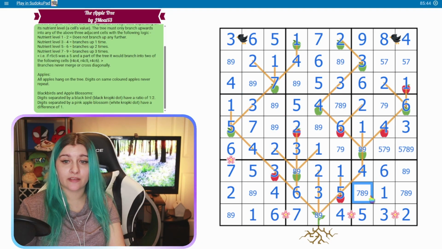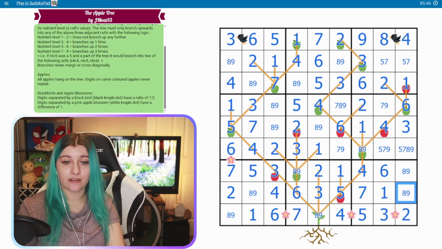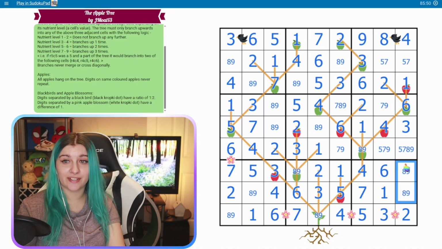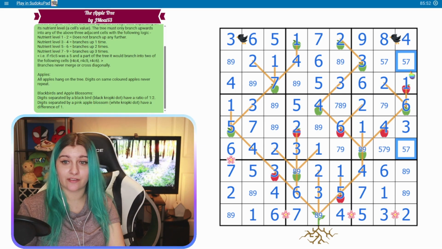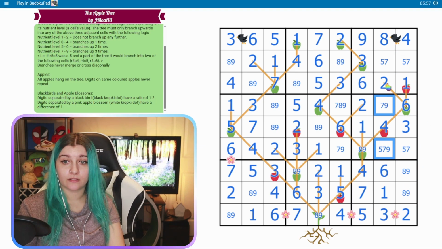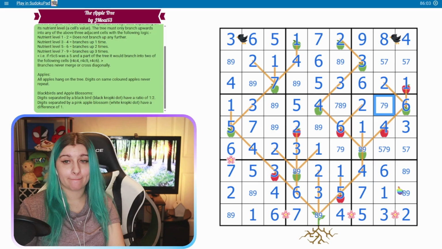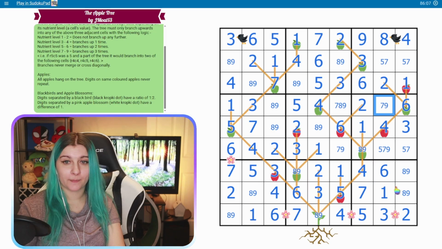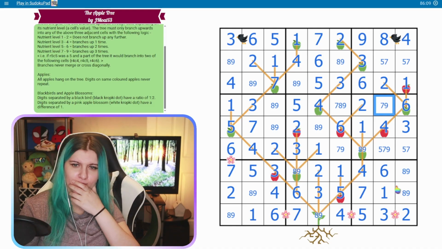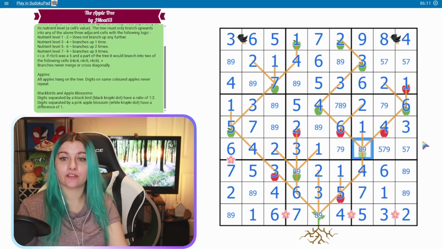This is the only place 7 can go in the column. So this is not a 7. 8, 9, 8, 9, 8, 9. I have an 8, 9 here, so this can't be 8, 9. This is a 5, 7. 9 has to go here or here. No, it doesn't. This is a 9, so this is an 8.